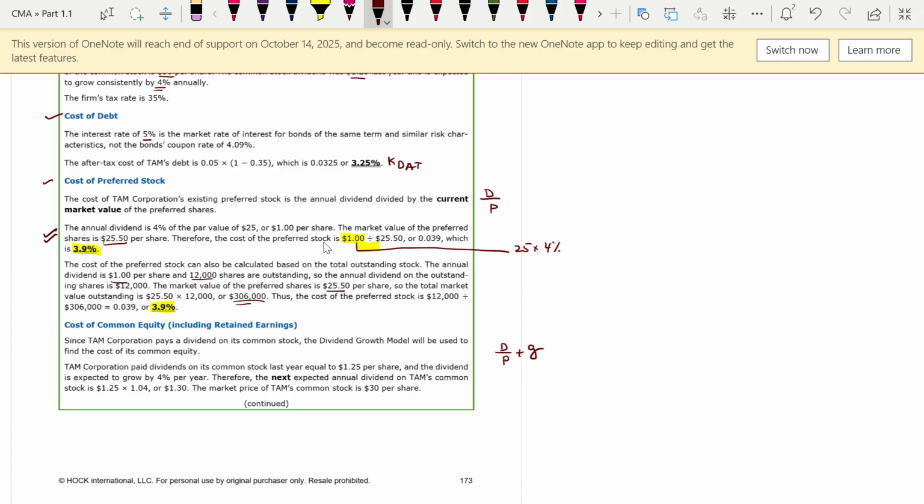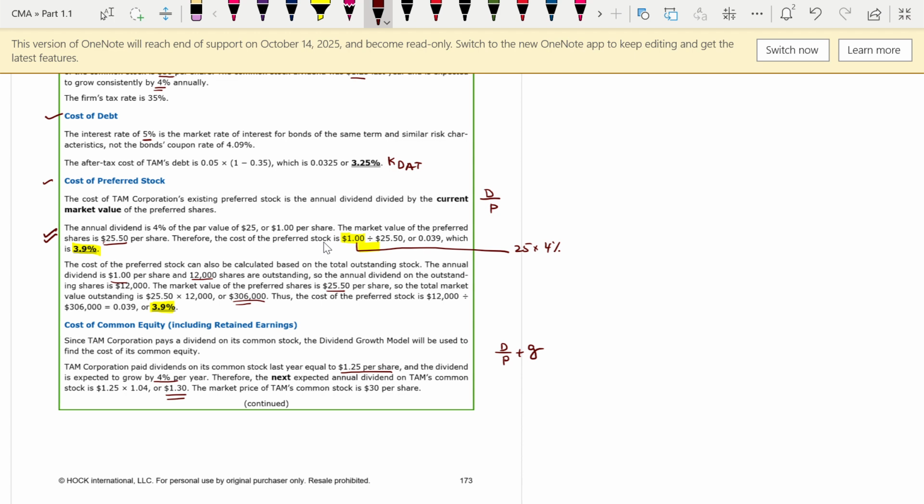Okay, D plus. Now we'll see how they have done. They have paid dividends of how much? 1.25 per share. It is expected to grow how much? 4%. This is the dividend D by P. Therefore, the next year dividend is how much? The next year dividend is 1.3.